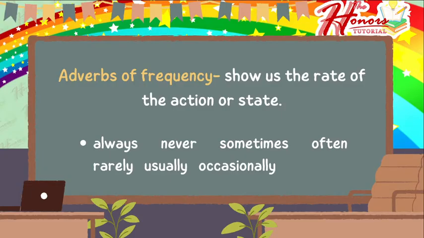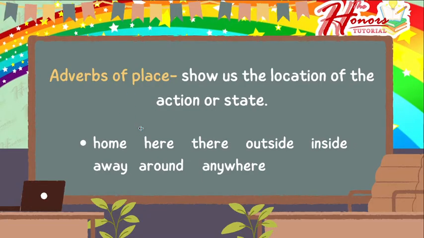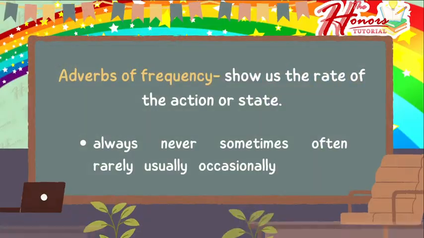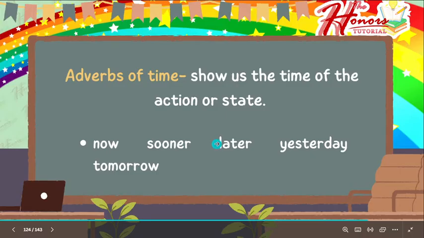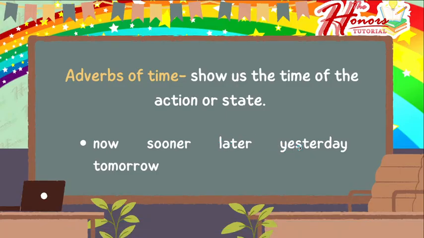Wow, very good. So after the adverbs of frequency is the adverb of time, okay? So it shows us the time of the action or the state. So in short, it answers the question when. So what are the examples? Now, sooner, later, yesterday, and tomorrow. Can you give me another example of adverbs of time?